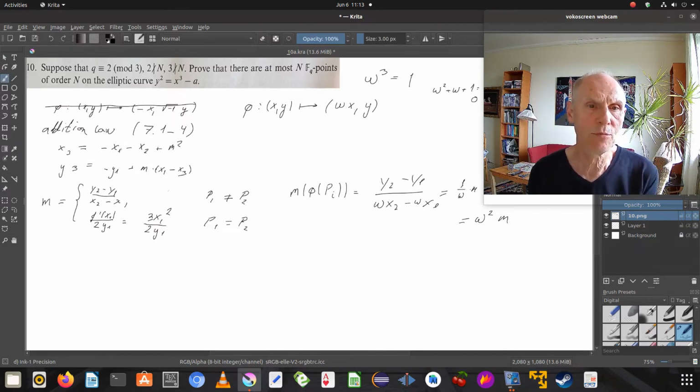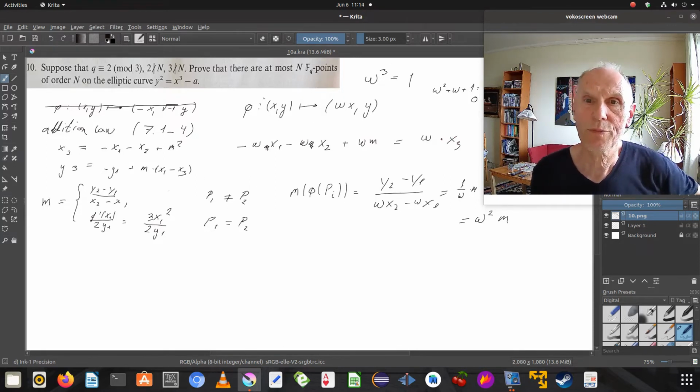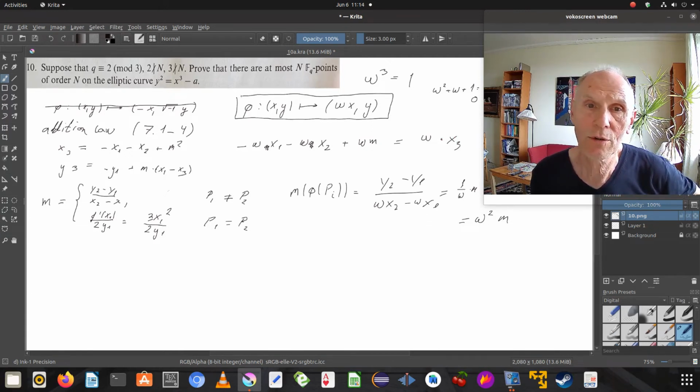It becomes omega minus omega x1 minus omega x2 plus omega to the fourth of m. These indices should not be there. So it's omega times x3, and in this case the same. So this is actually a homomorphism, and it's obviously an automorphism.